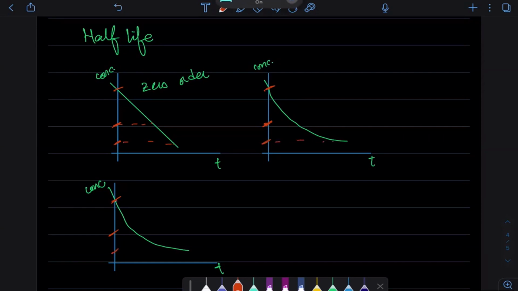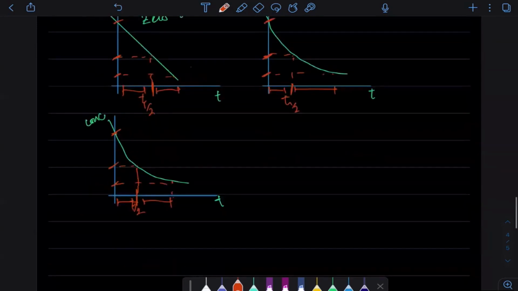So first से half हुई तो ग्राफ यहां पे आया. This is my first half life. Then हम दूसरी half life देखते हैं. So यहां से यहां तक first half life है, यहां से यहां तक second half life है. ठीक है, हम half lives देखते हैं. Now here's the thing.